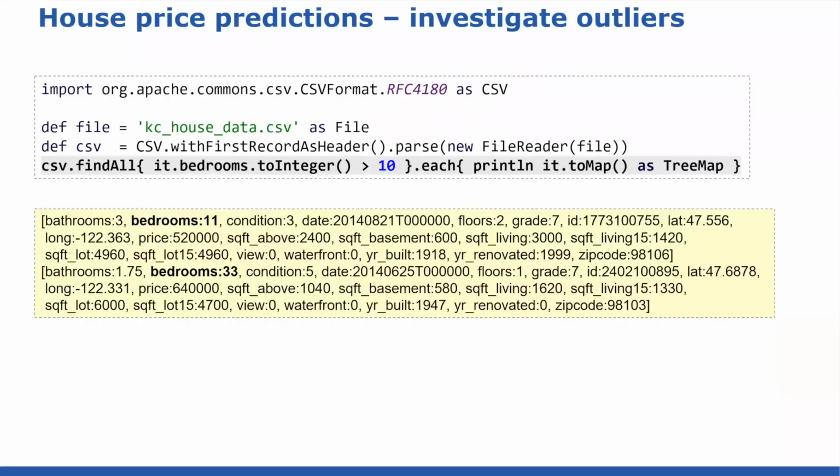So what I'm going to do now is print out, with my script there, all the information about all the properties which have more than 10 bedrooms. I'll print all those out. I'm putting it into a map so that I've got key value pairs showing up with a colon in between them. And there's only 2 properties with more than 10 bedrooms. One's got 11 and one's got 33.